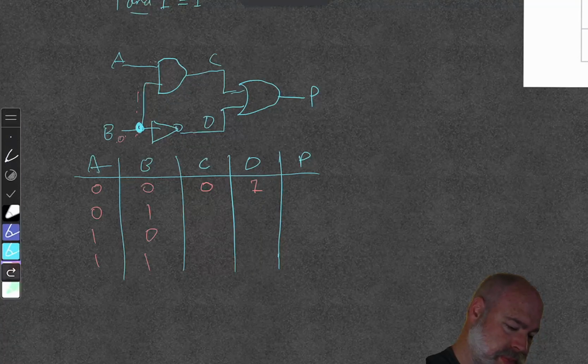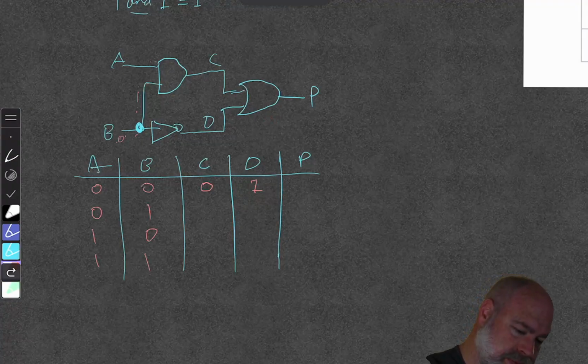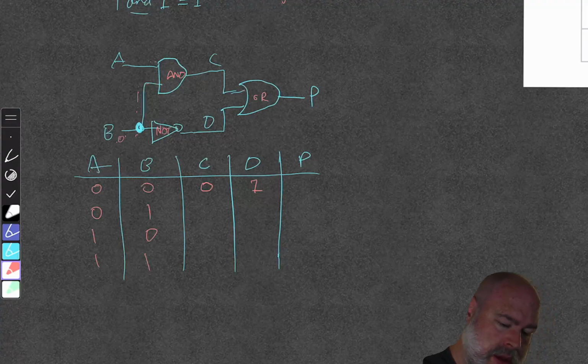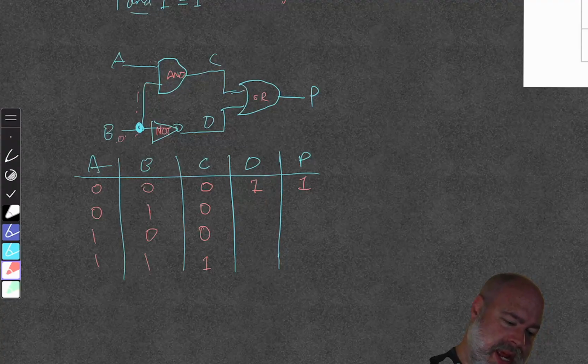Okay, and then P, let's have a look. This is an OR, essentially. We write it in the middle, actually. OR and NOT. So C OR D, and D is 1, so the output is 1. So let's do 0 and 1 for A and B. Now the AND is going to be 0. In fact, the only way to get a 1 from an AND is if both of them are 1. So I'm going to fill those out already. And D is just the invert of B, so that's 0, 1, and 0.